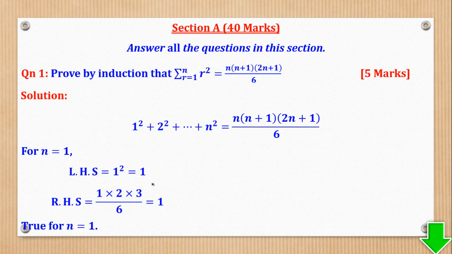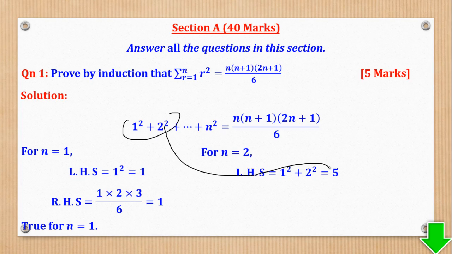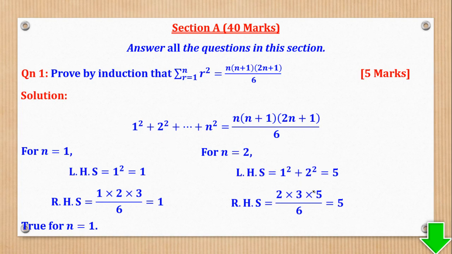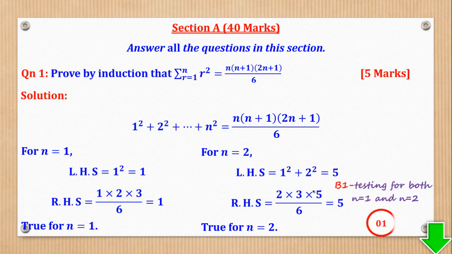That is okay, but what about n equal to 2? For n equal to 2, the left hand side means the first 2 terms, which gives you 5. The right hand side means you substitute, so it is also still true. That's good. So before we go to the next slide, let's mark for this slide.